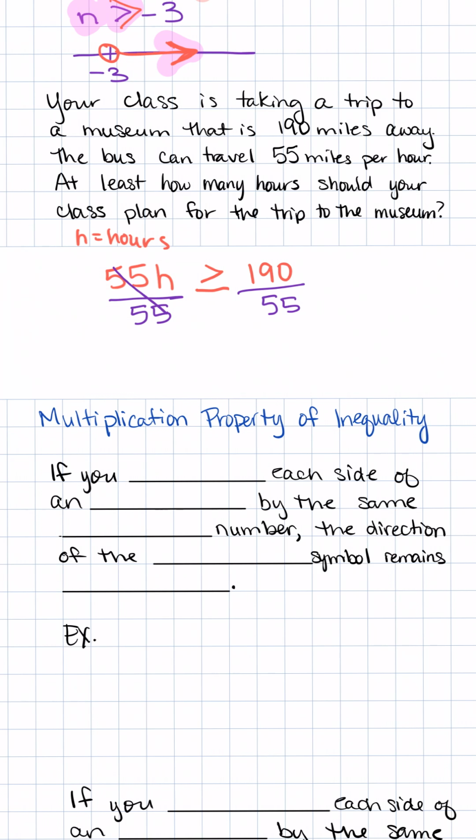When we divide 190 by 55, we get 3.4545. So we want to round to the tenth place, and that's going to equal 3.5 hours. Okay? So 0.5 hours is actually 30 minutes, right? Because half of an hour is 30 minutes.